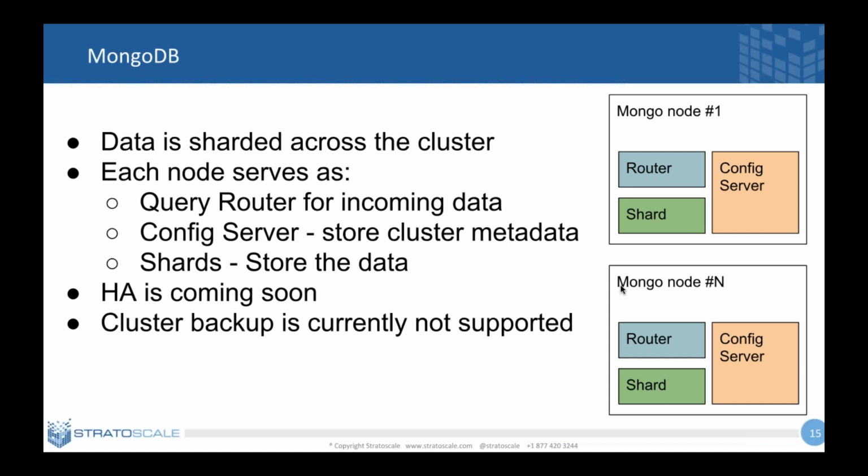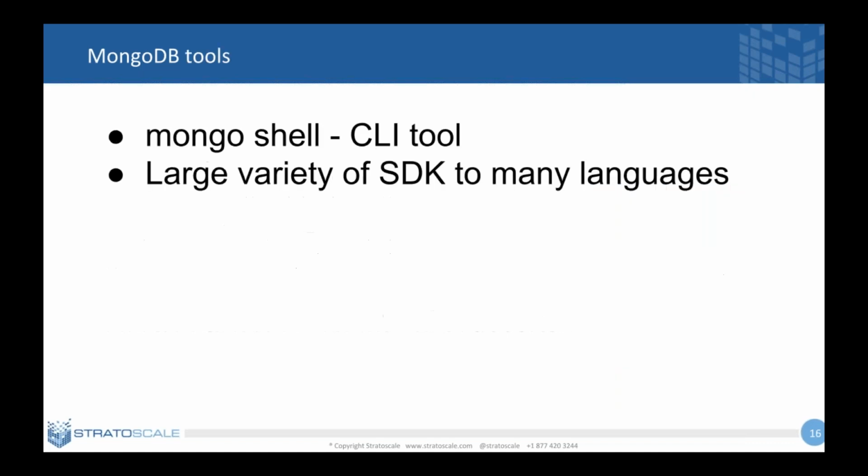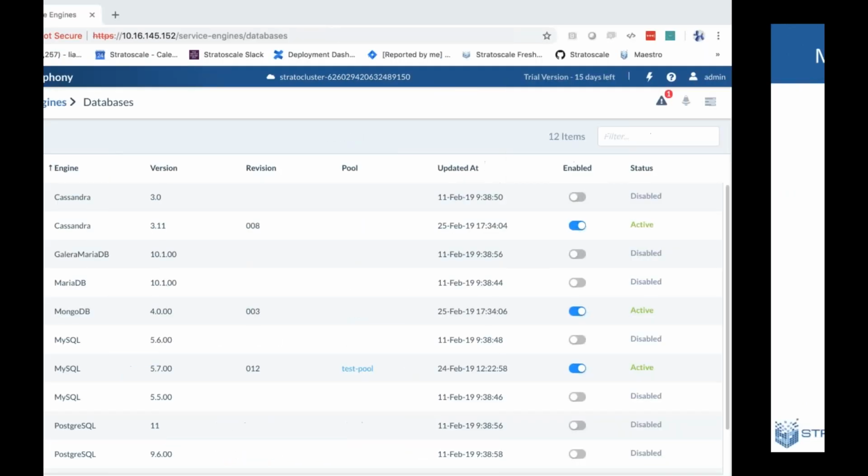Make sure you have more than 3. Okay, so that's ideal to have more than 3 nodes, because it's using all kinds of calculation that's based on quorum. HA, again, just like Redis, coming real soon, and cluster backup is currently not supported, but look for it in the next roadmaps. I'll be using the Mongo shell in the few minutes I have left, but there's a very large variety of SDKs for many languages.